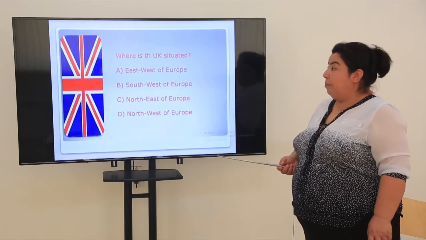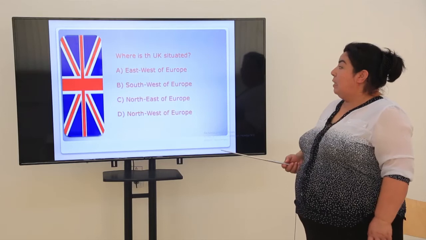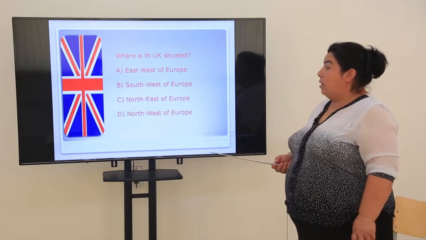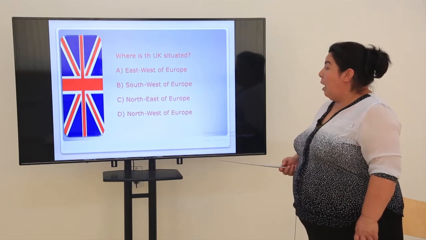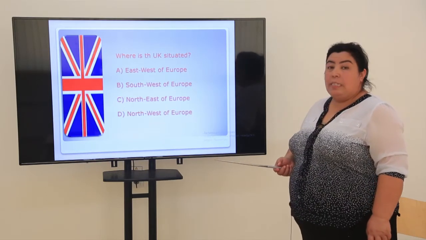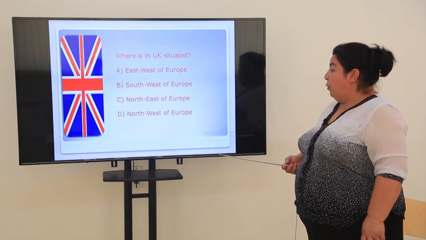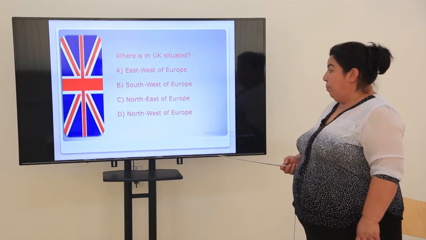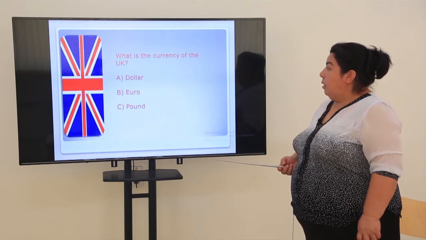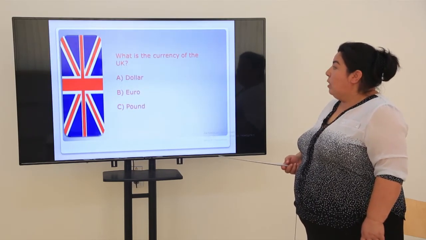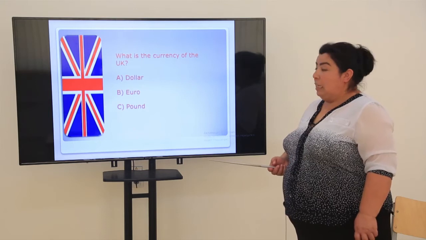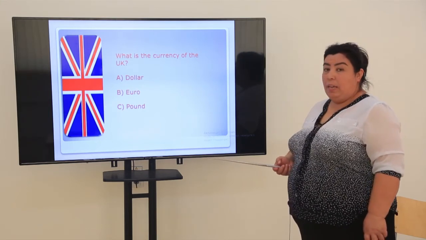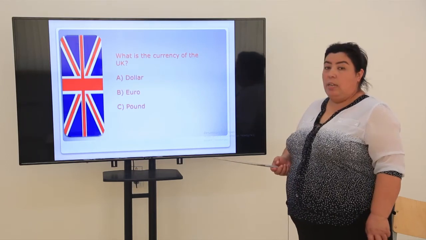The second, where is the United Kingdom situated? A. East-west of Europe. B. South-west of Europe. C. North-east of Europe. And D. North-west of Europe. The third, what is the currency of the United Kingdom? A. Dollar. B. Euro. C. Pound.